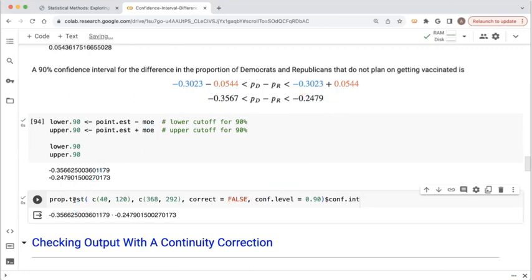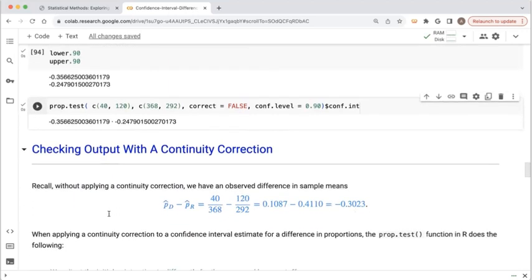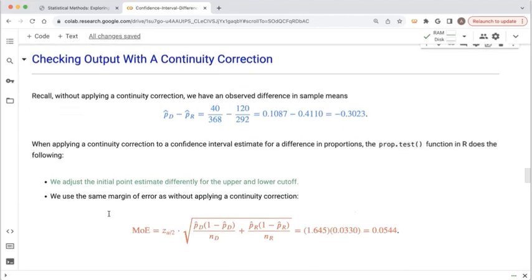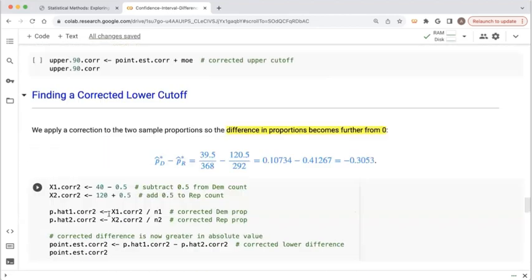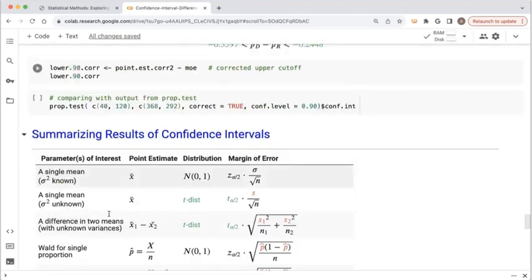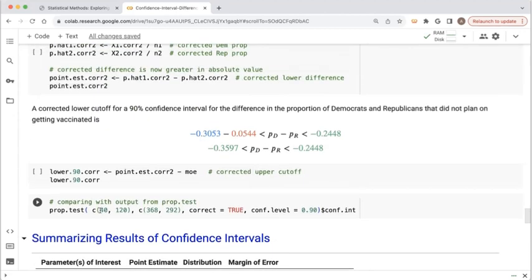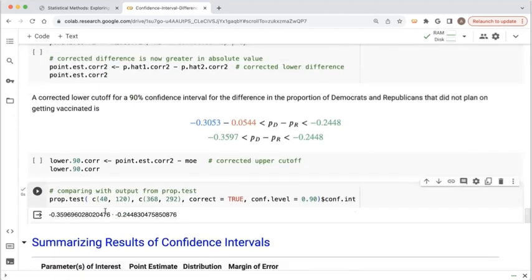Applying the continuity correction is a little bit trickier. So I'll just leave this information down below if you're curious about how to verify the output that we got when we did apply the continuity correction, which was a slightly different confidence interval. You can read through the information above if you're curious how you would apply a continuity correction if you were doing this yourself.